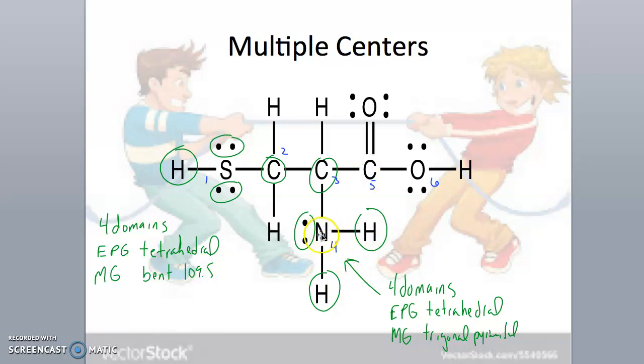How about this nitrogen? I've got 1, 2, 3, 4 domains here. So my electron pair geometry is tetrahedral. My bond angles are 109.5. My molecular geometry is different because I do have a lone pair of electrons that we're not looking at when we're looking at the molecule. And so my molecular geometry is called trigonal pyramidal for this one.